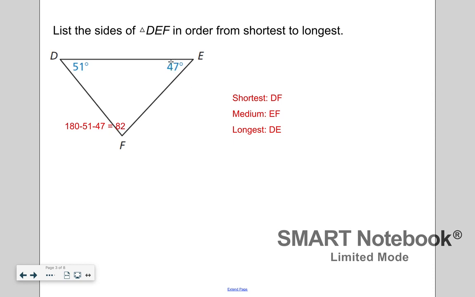And then again, where's the smallest angle? This is the smallest angle. So across from that is the smallest side. Whereas the medium angle, that's right here. So across from that is the middle side. The largest angle is here. So across from that is the largest side.